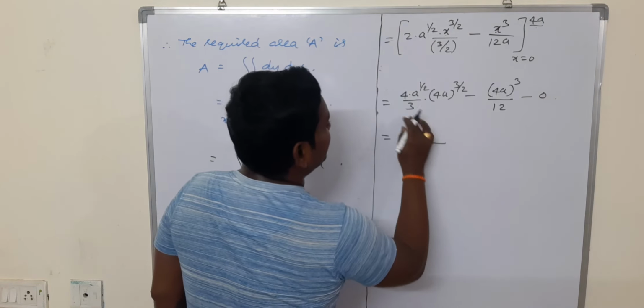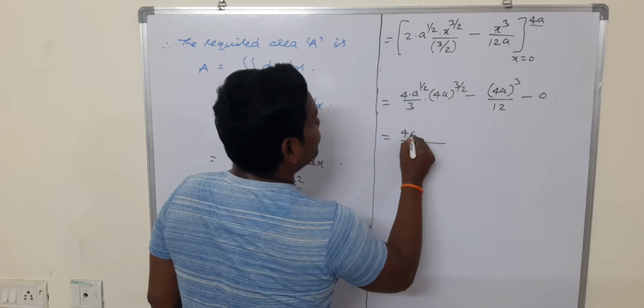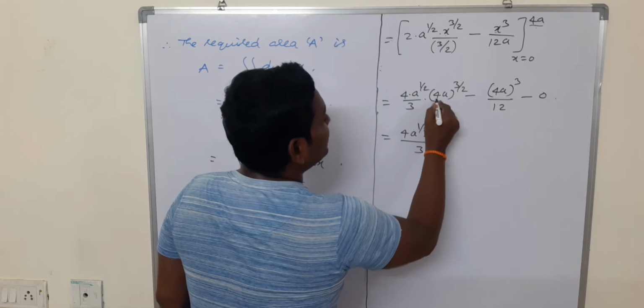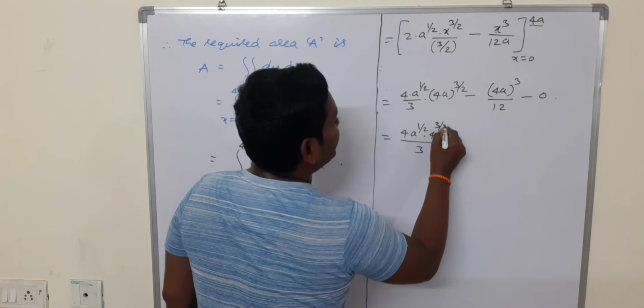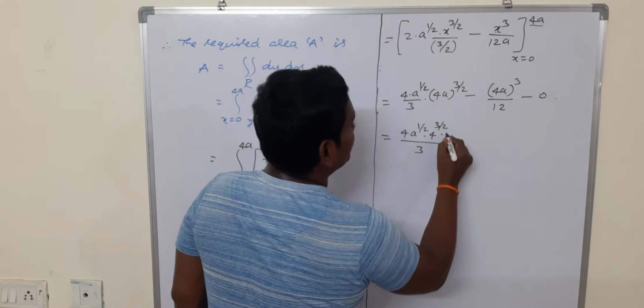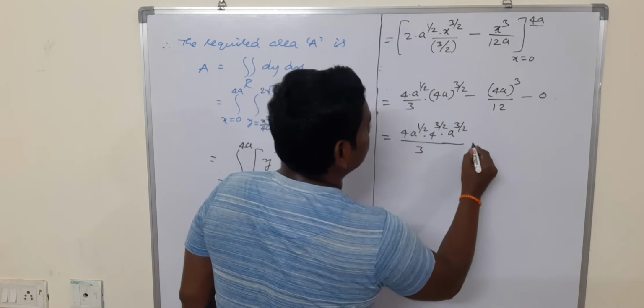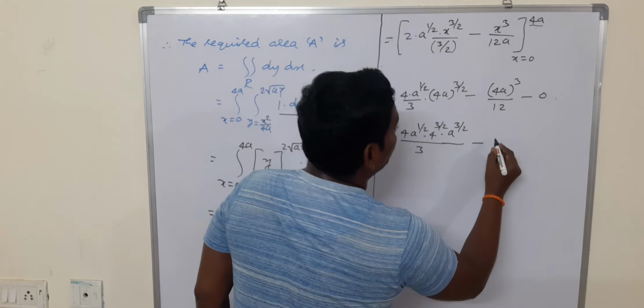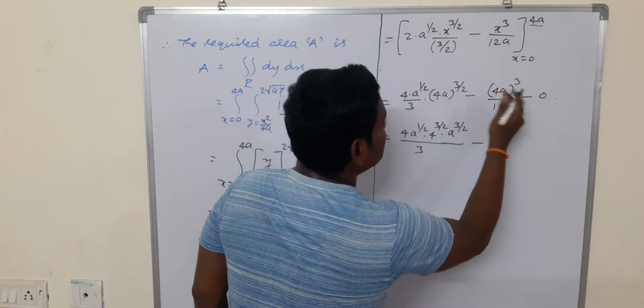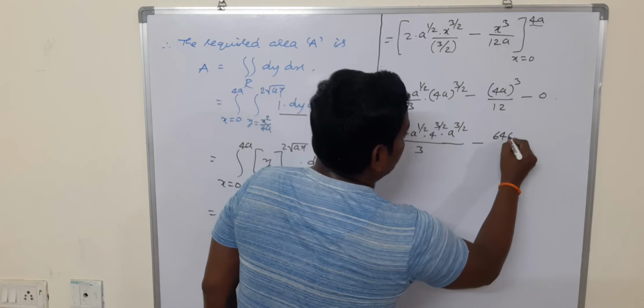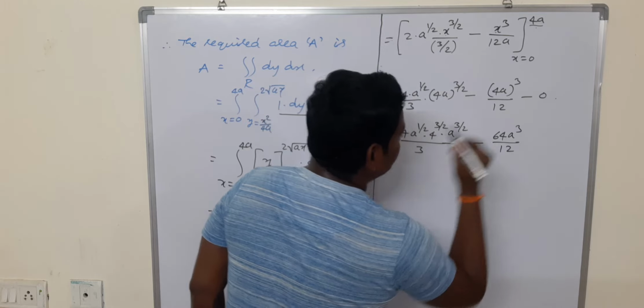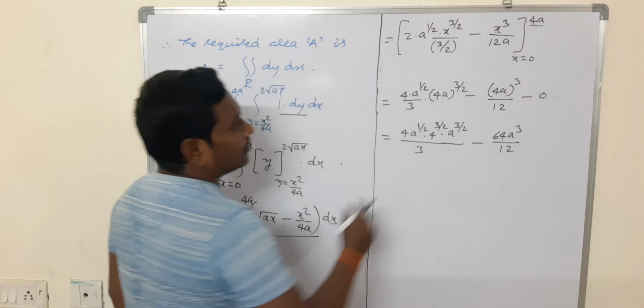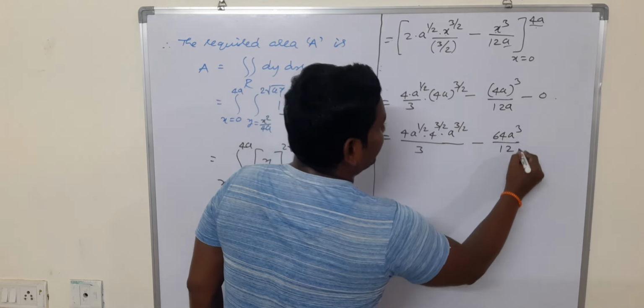Now again this can be written as whole by 3. 4 into a power 1 by 2 into, split the terms, 4 power 3 by 2 into a power 3 by 2 minus 4 cube, 4 4s are 16, 16 4s are 64, a cube by 12. We have a is there, don't forget it.